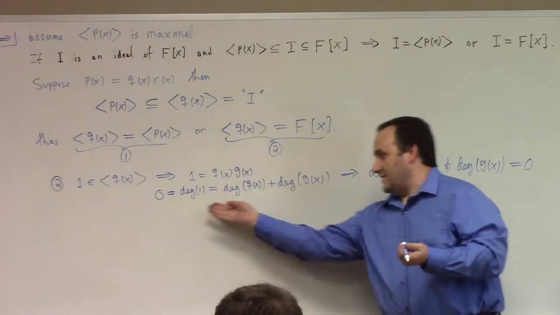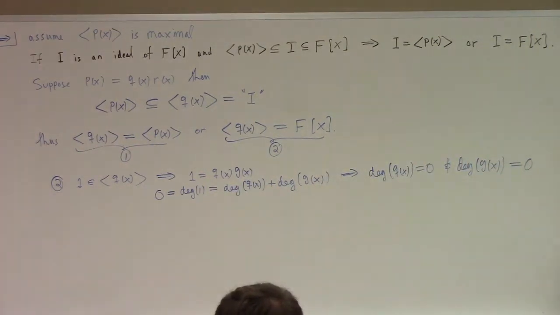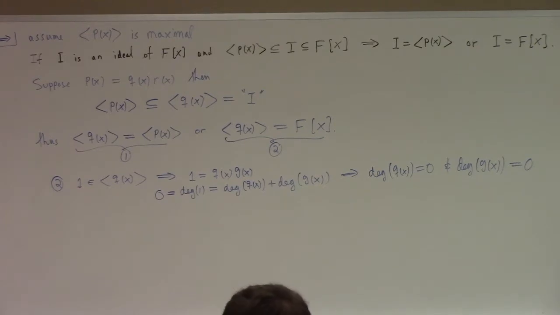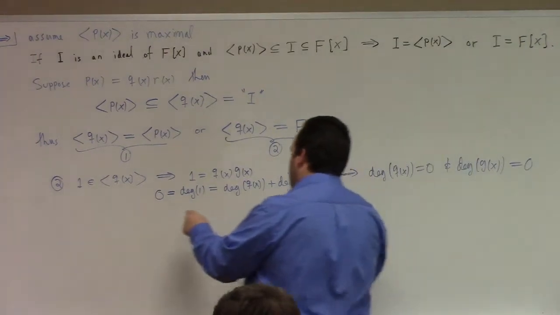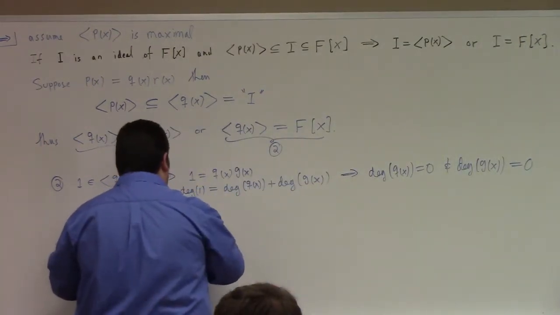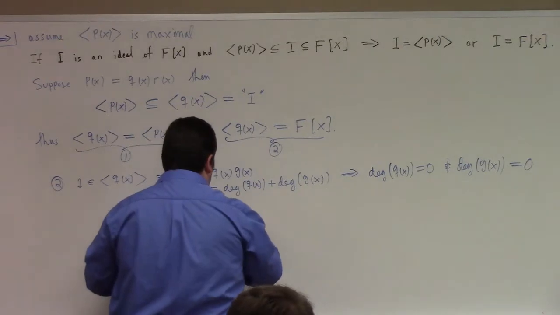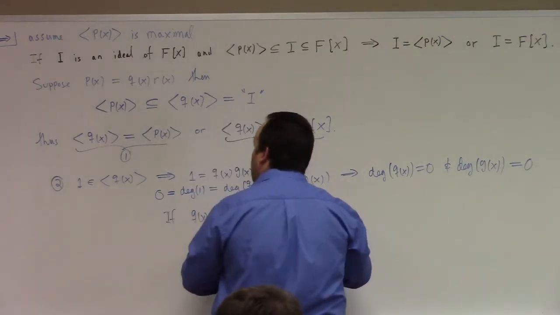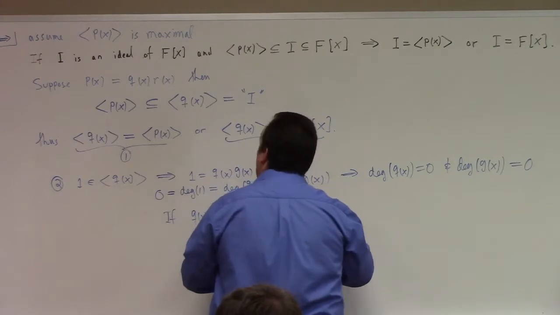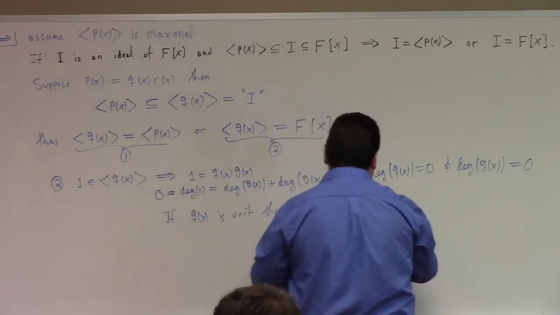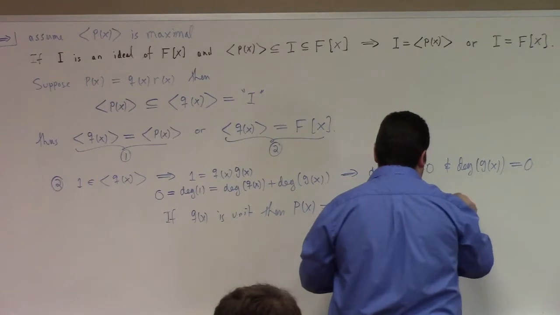Why do we know that? Well, it's this argument right here. Okay? So anyway, getting back to your point, Zach, if q is a unit, we're done. That proves that that's not an actual reduction of p of x into genuine factors, so to speak. So anyway, if q of x is a unit, then p of x equal to q of x r of x is not a reduction.